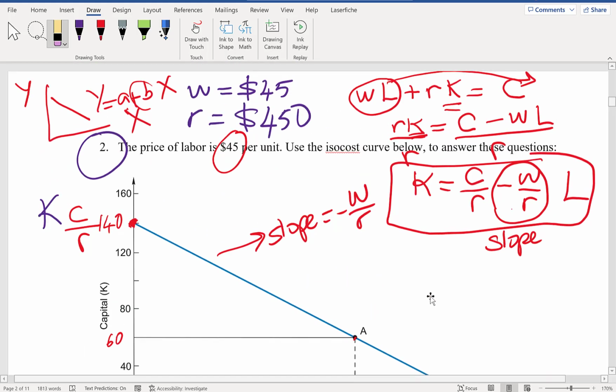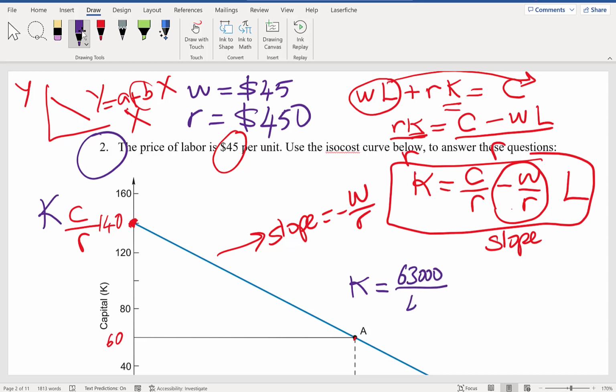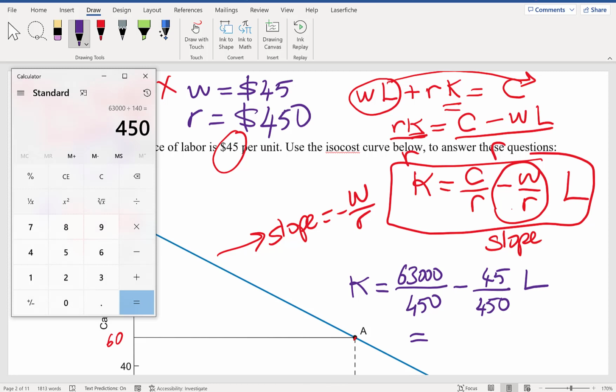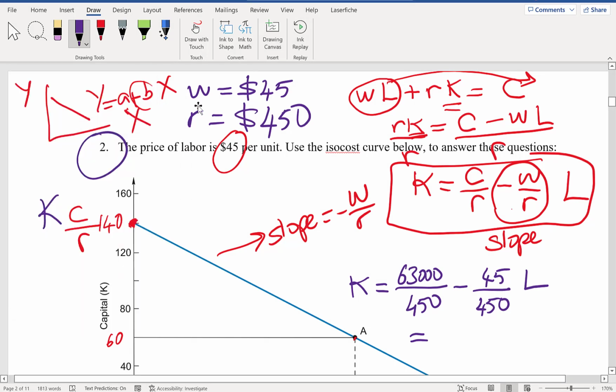Alright, so to write down K: K equals C, which was 63,000, over R, which is 450, minus W, which is 45, divided by R, 450, times L. So if we write this down, 63,000 divided by 450 is going to be 140, and we can actually see it right here.